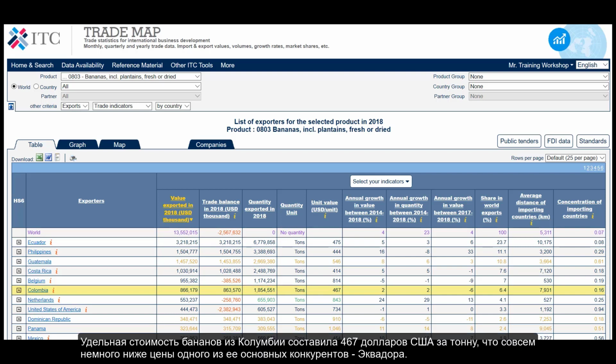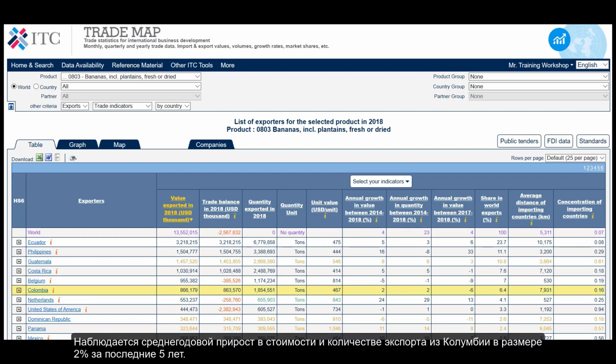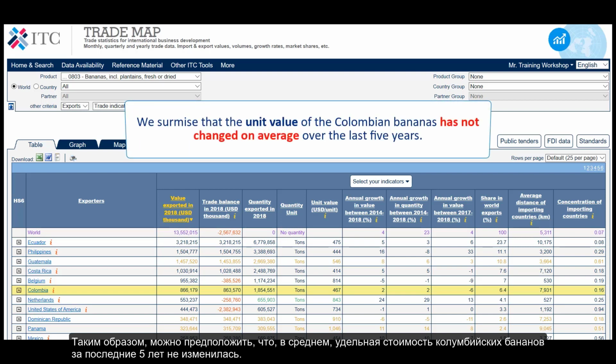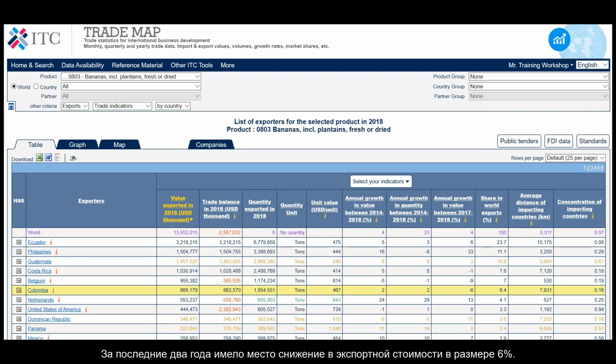The unit value paid for Colombian bananas is $467 per ton, which is just slightly lower than the one for its top competitor, Ecuador. It experienced an average annual increase in value and quantity exported of 2% over the last 5 years. Thus, we surmise that the unit value of the Colombian banana has not changed on average over the last 5 years. There was a decrease in exported value between the last 2 years of 6%.